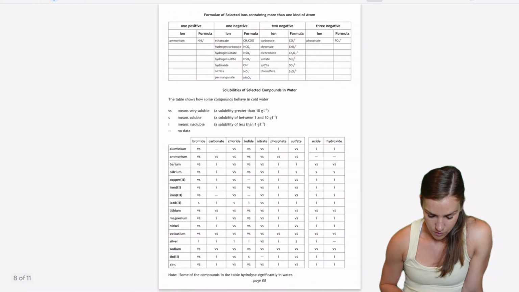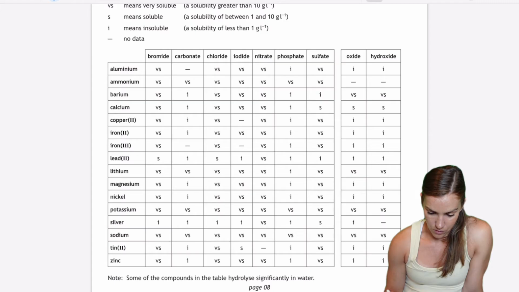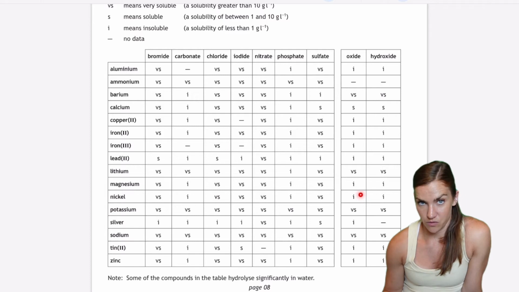So if we go to the solubilities table, we have calcium and nickel oxide. So if we have a look for the oxide column, look down. So calcium oxide is soluble, nickel oxide is insoluble. So nickel oxide, because it doesn't dissolve in water, will not change the pH of water ever.